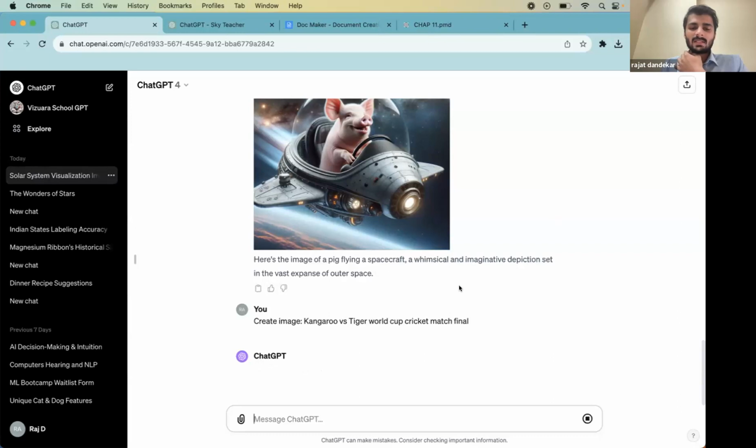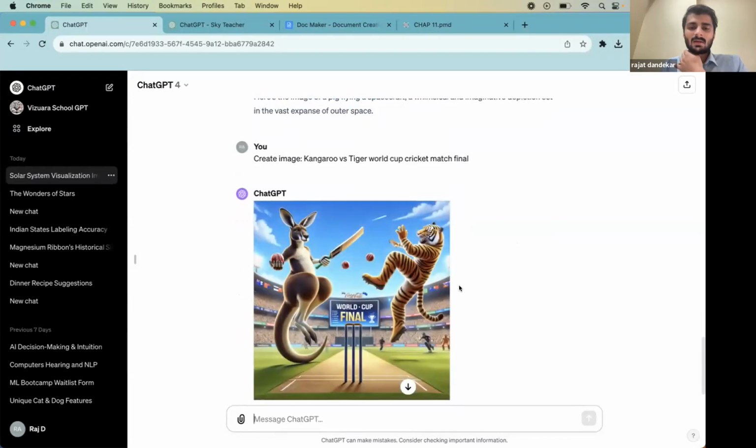So this will be interesting. World Cup cricket match final, Kangaroo versus Tiger. Okay, great.